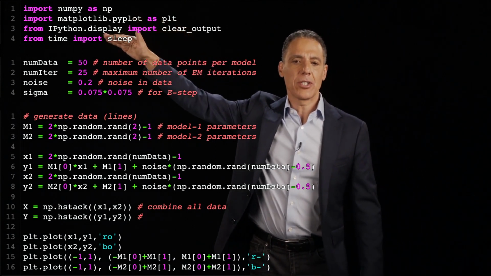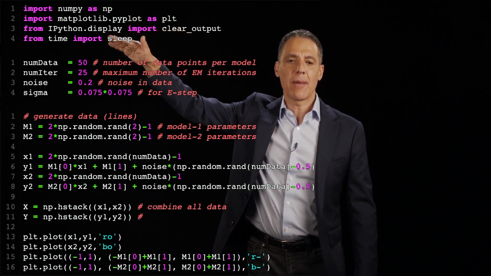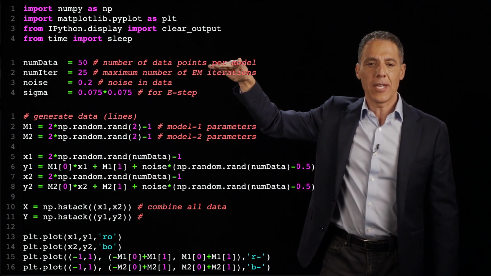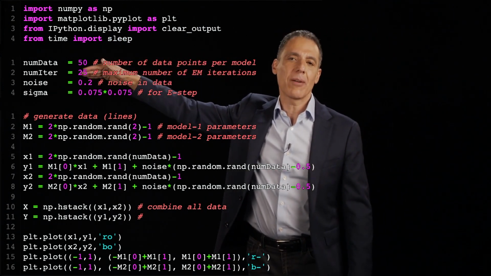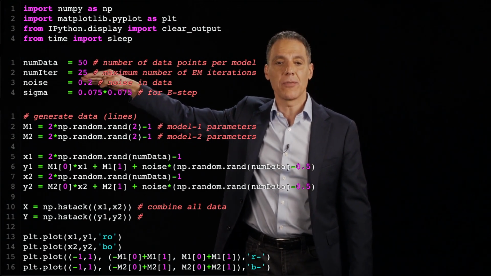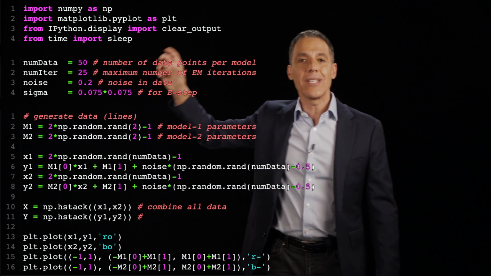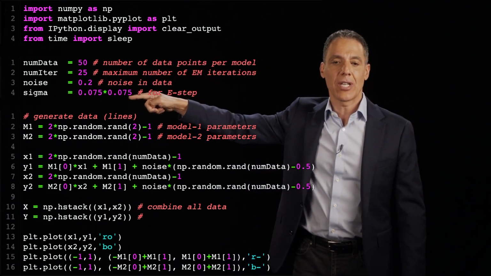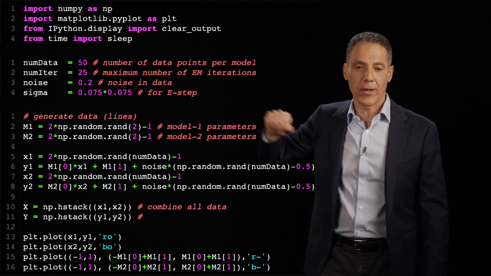Let's bring in some libraries. Again, this IPython display and time is just because we're going to do some animation. I'm going to specify a number of things. How many data points did I have? I'm going to generate some synthetic data. How many iterations do I want to go over? A maximum number of iterations. What is the noise in the data I'm about to synthesize? And then what is my initial sigma, which I've set to be 0.075 squared.